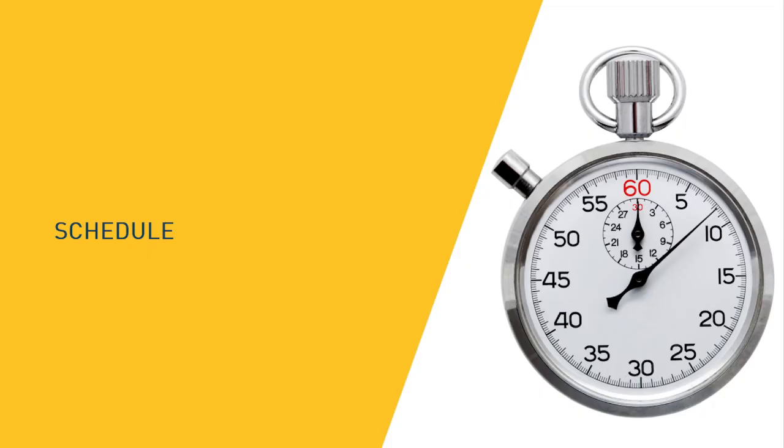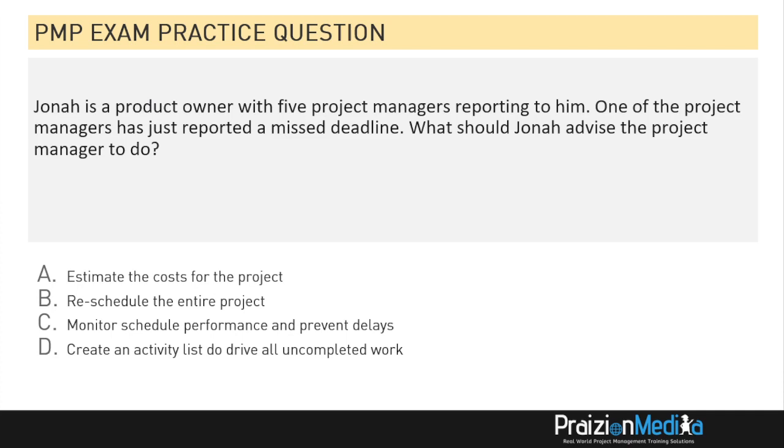Moving on to schedule. Jonah is a product owner with 5 project managers reporting to him. One of the project managers has just reported a missed deadline. What should Jonah advise the project manager to do?